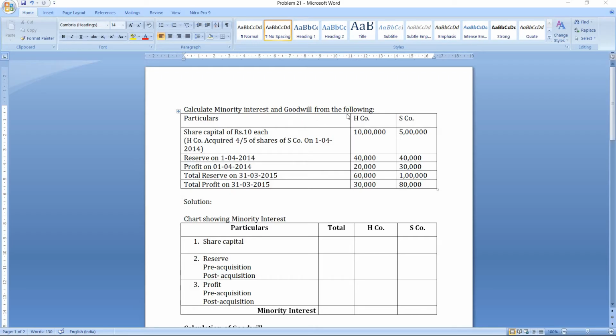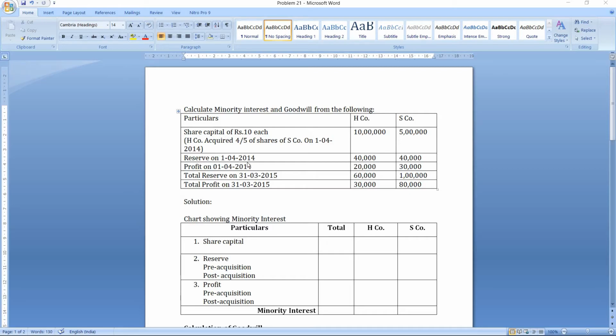Calculate minority interest and goodwill from the following particulars: H company and S company. Share capital of rupees 10 each. H company acquired 4/5 of shares of S company on 1st April 2014. Now share capital of H company is 10 lakhs and that of S company is 5 lakhs. So here you can see they have given us the ratio of shares acquired by H Limited, that is 4/5. So remaining 1/5 of the shares are acquired by the remaining shareholders.